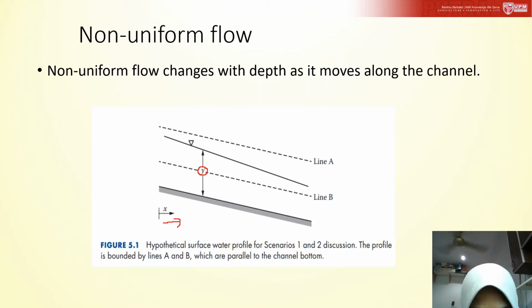And if you see from this point, we can call it 1, to the second point, there is a change of height or depth of the river. So this is what it means with non-uniform flow. It also says here the profile is bounded by lines A and B, which are parallel to the channel bottom.